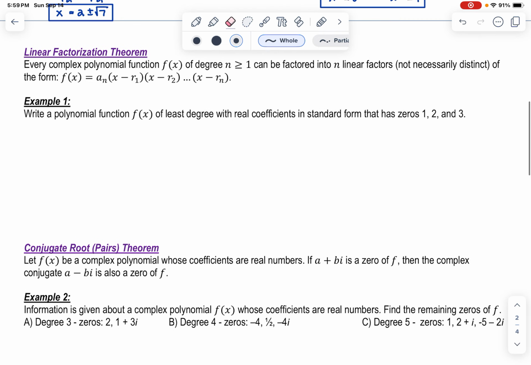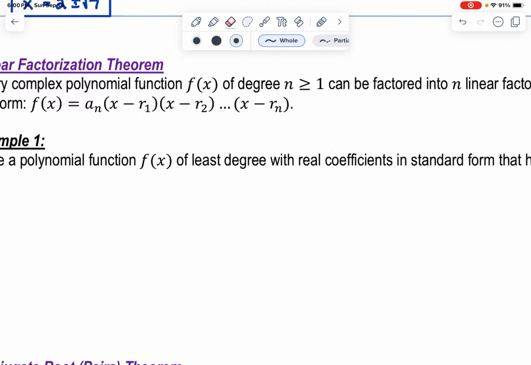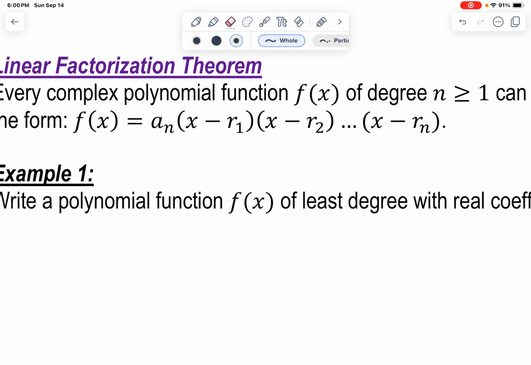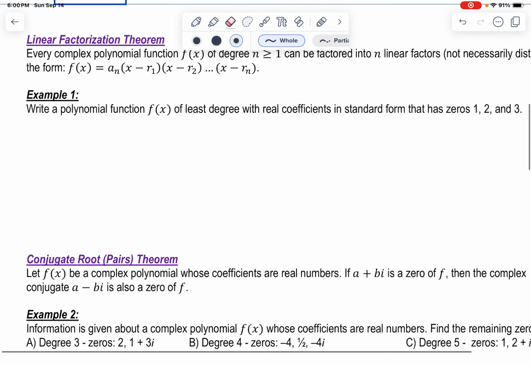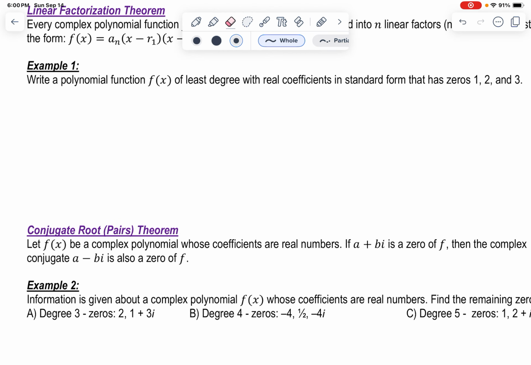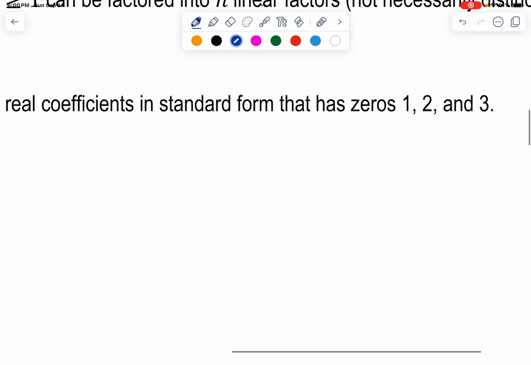Before we do an example here, there's the linear factorization theorem. It just says that every complex polynomial function can be factored into linear factors, not necessarily distinct, meaning they can repeat, of the form f of x equals. And if you looked, this is just factored form. So here is an example. It says, write a polynomial function f of x. So I'm going to start off by saying for this one that this is going to be f of x equals, of least degree with real coefficients in standard form that has the zeros of 1, 2, and 3.